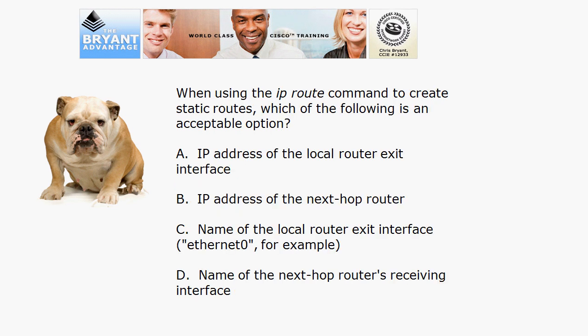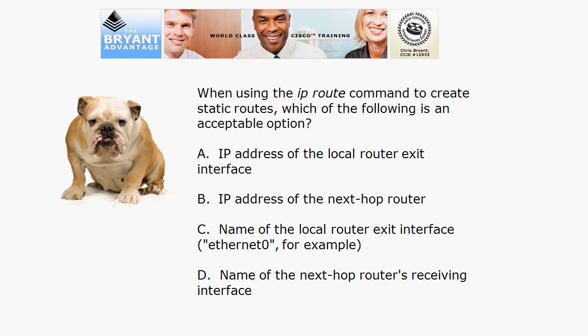We'll head over to question 2. When using the IP route command to create static routes, which of these 4 are acceptable options? Sometimes we can use an IP address and sometimes we can use the name of an interface, but we need to know which is going to belong to the next hop and which is going to belong to the local router.